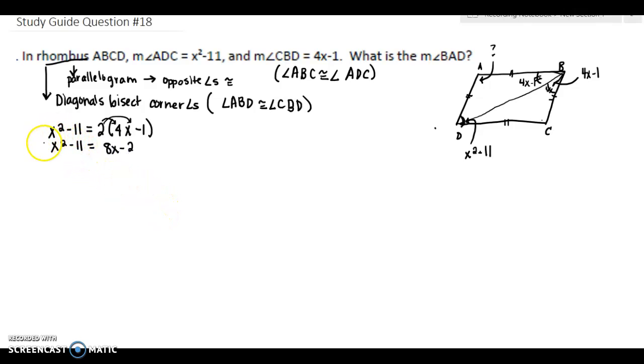Now I have a quadratic equation because my highest power is 2. Anytime I have a quadratic equation, I want to make it equal to 0. So I'm going to subtract 8x and add 2 on both sides. Those cancel out, I get 0 on the right, and on the left I have x squared minus 8x minus 9 equals 0. So that's the geometry part. Now it's the algebra part.